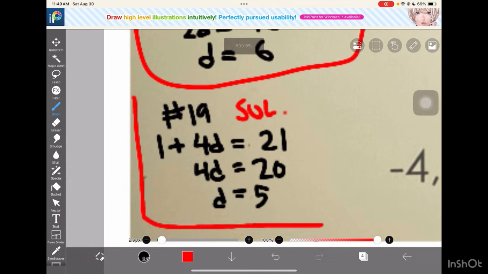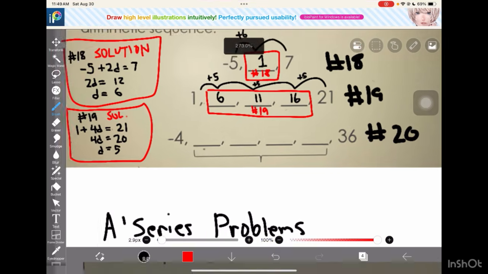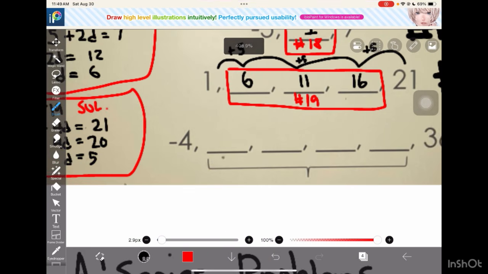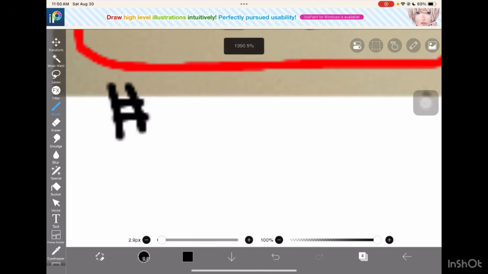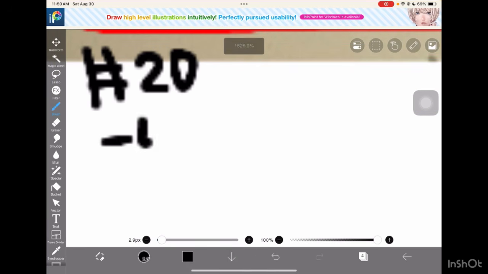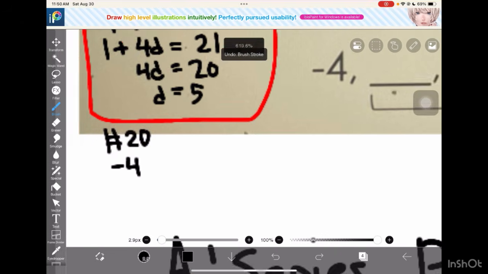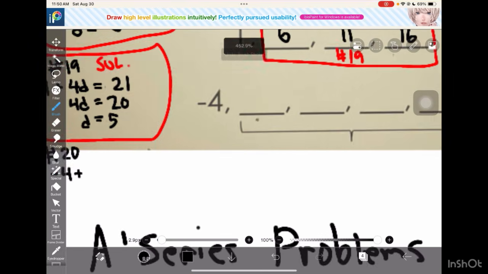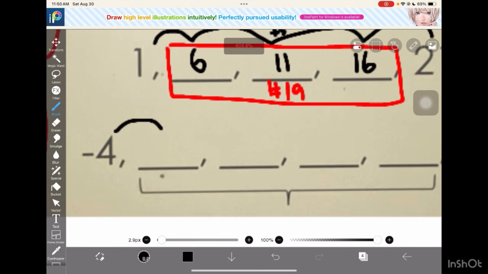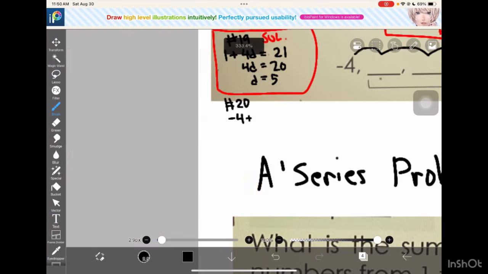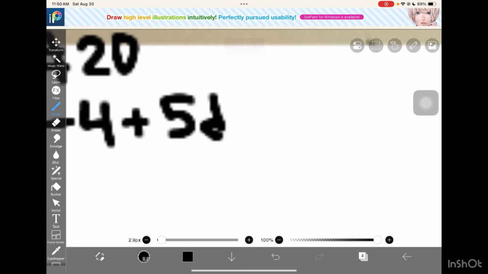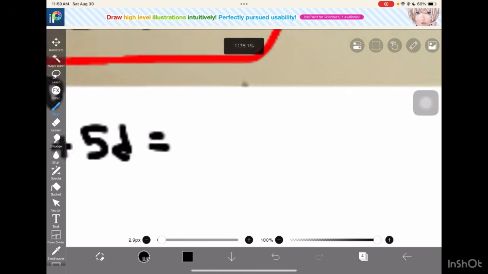So I'll just put solution so we go a bit faster. Last one, number 20, we have negative 4. And then negative 4. And then plus, how many times did we add d? Let's count. So 1, 2, 3, 4, 5. So that's plus 5d is equal to 36.